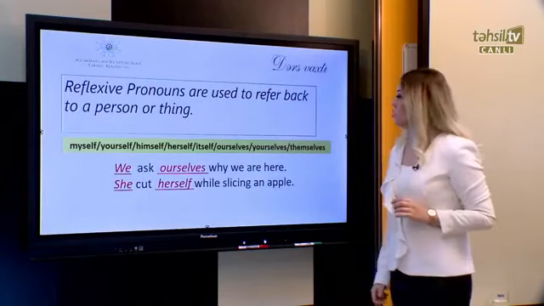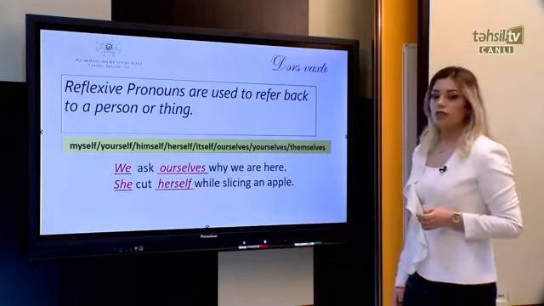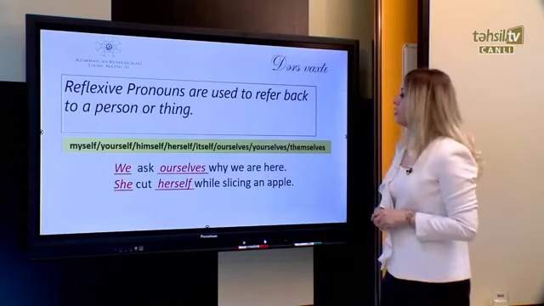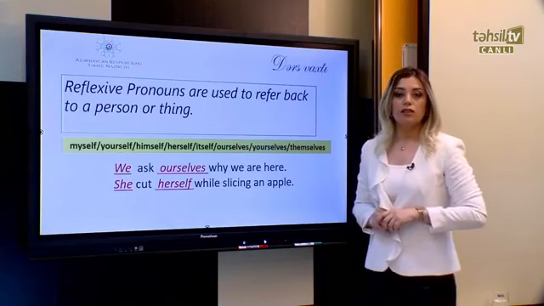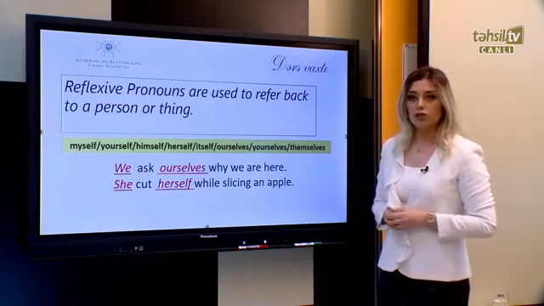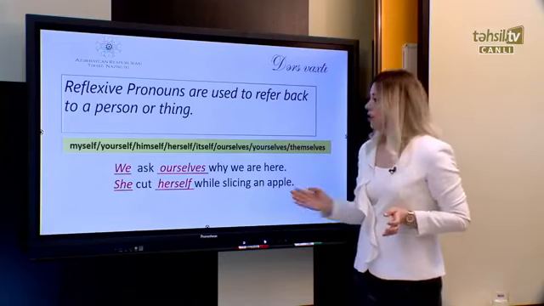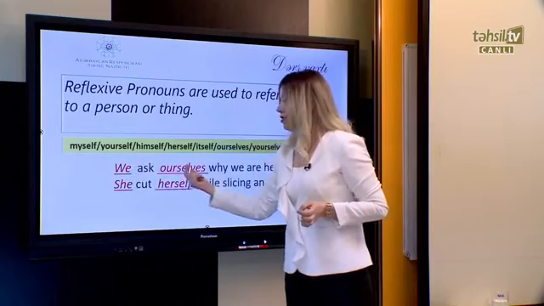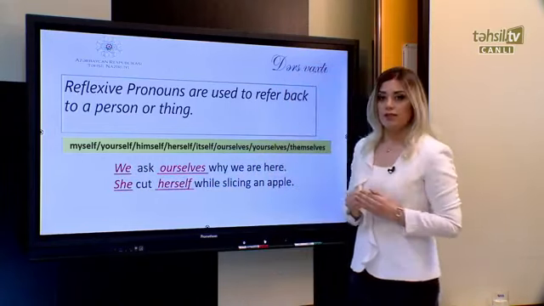Reflexive pronouns are used to refer back to a person or a thing. For example, we ask ourselves why we are here. She cut herself while slicing an apple. One thing to remember here, dear students, if you want to guess the reflexive pronoun easily, look at the subject. They always match with the subject. So we, ourselves, she, herself, okay? They match together.